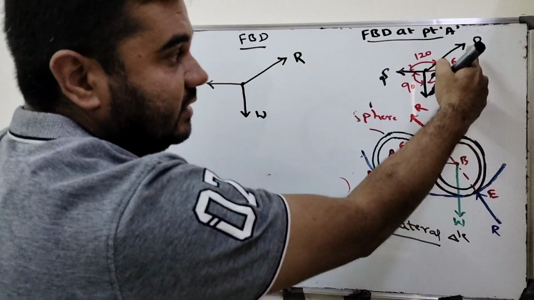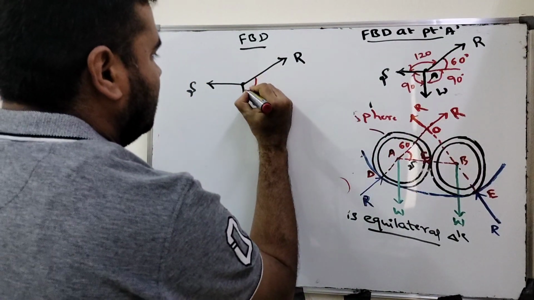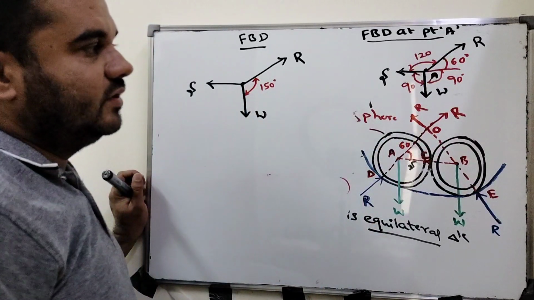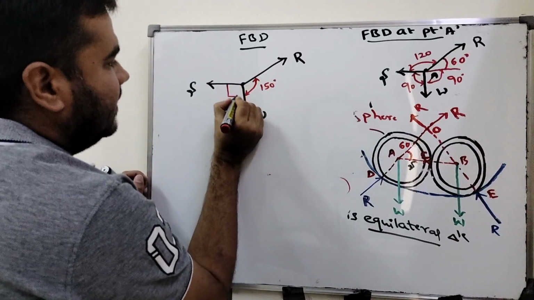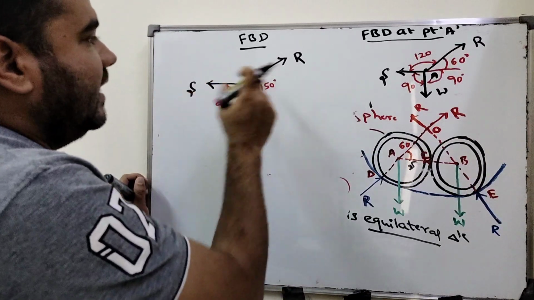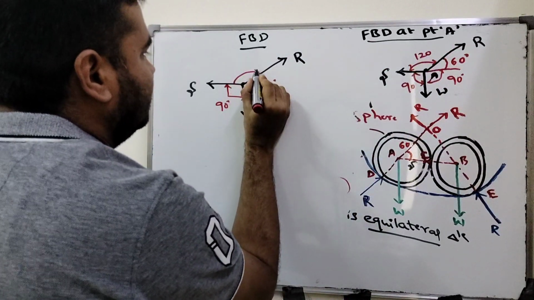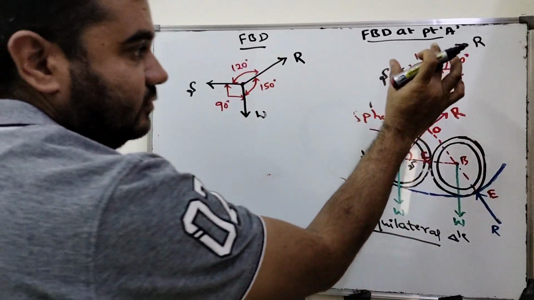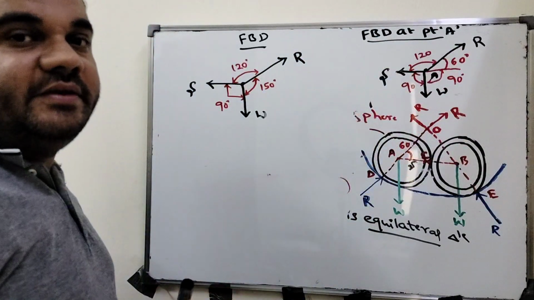60 plus 90 is 150. This is 150 degrees. Now between S and W is 90, because they are vertical. I can write this one as 90 degrees. How about between S and R? S and R is 120 degrees. So first work out this one, then simplify, then make it whatever the angles are between the three forces.